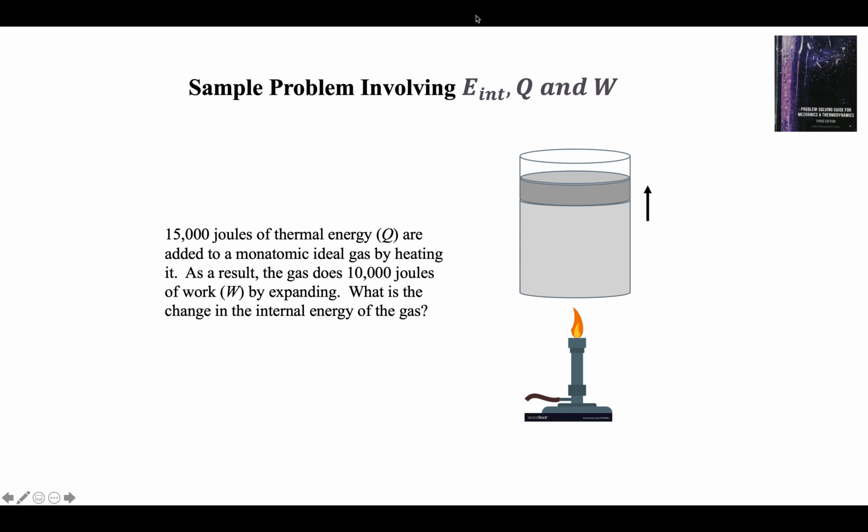So here's the sample problem we started with. 15,000 joules of thermal energy are added to a monatomic ideal gas by heating it. As a result, the gas does 10,000 joules of work by expanding. What is the change in internal energy of the gas? You shouldn't need an equation for that. It's plus 5,000 joules. Now let's go back to this.